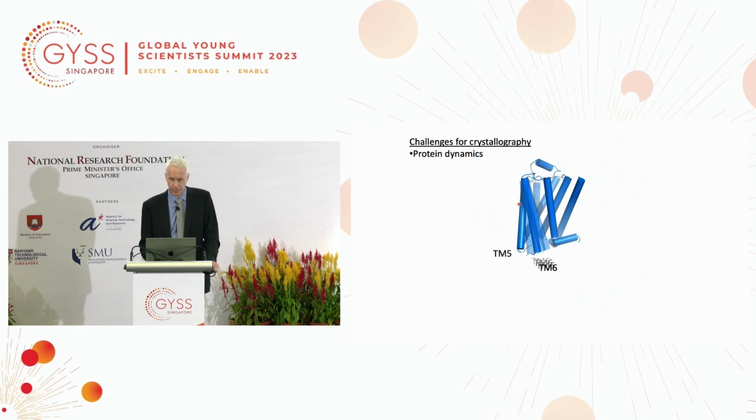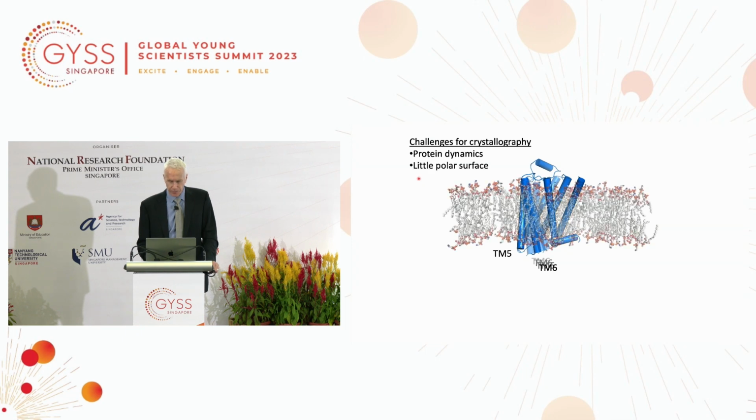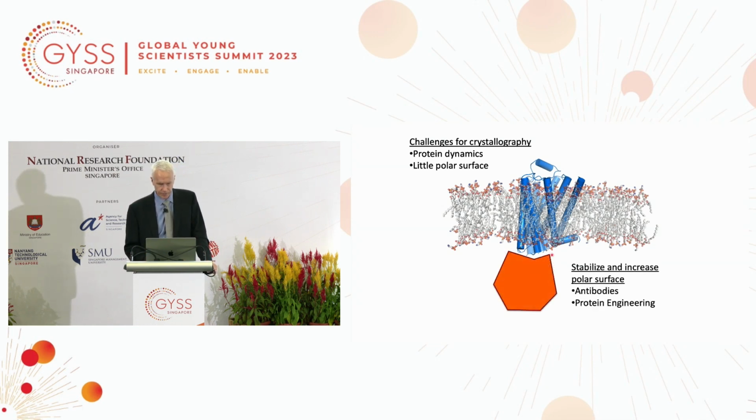One was the problem of protein dynamics. The other problem was that the receptor was embedded either in a lipid bilayer or a surrogate of the lipid bilayer, and there weren't many options for a protein crystal to grow, because proteins typically will crystallize where the hydrophilic parts of the protein are connecting with each other. So we took two different approaches. One was to stabilize the protein in an inactive state with an antibody, or to do so with protein engineering.